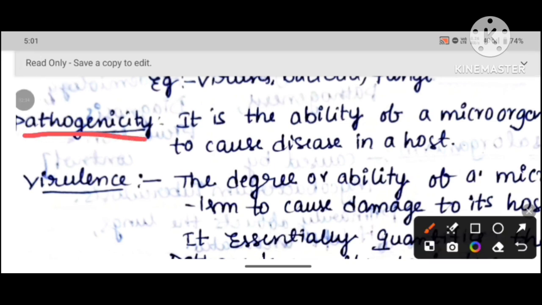Pathogenicity. So pathogenicity is basically a property of a pathogen. It is the ability of a microorganism to cause a disease in a host. So this is one property of the pathogen. The pathogen exhibits pathogenicity, which can cause a disease in a host.